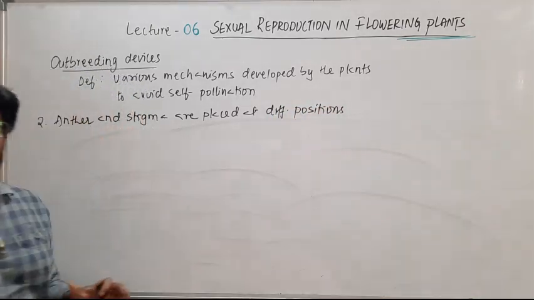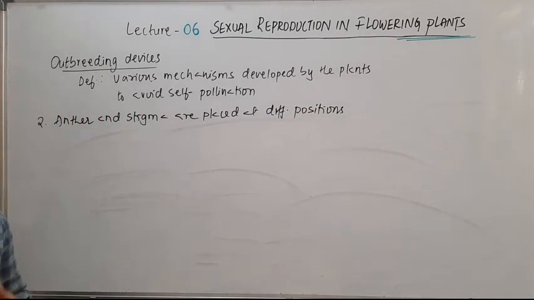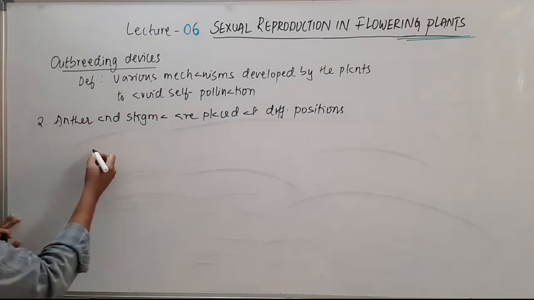So it means that the stamens may have longer filaments, right? That keeps the anthers well above the stigma, or vice versa can take place: the filaments may be much shorter and placed below the level of the stigma. Both these conditions will help in preventing the process of self-pollination, right? Now let's understand this, anther and stigma placed at different positions, by an example.